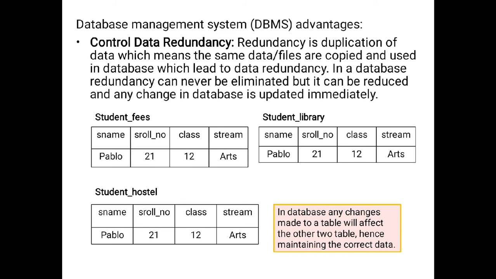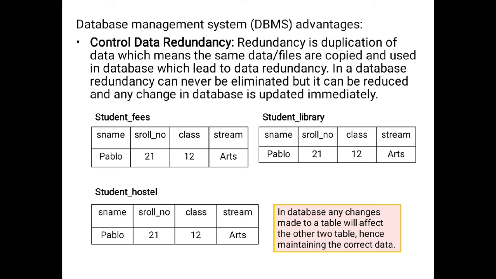Here you can see, for better understanding, I have created three tables, all belonging to the student, and you can see that all the tables are the same. They contain the student name, the student roll number, the class, and the stream, but the table names are different. One table is for the student fee structure. Of course, I have not included the student fee details, but it is just for your understanding of data redundancy.